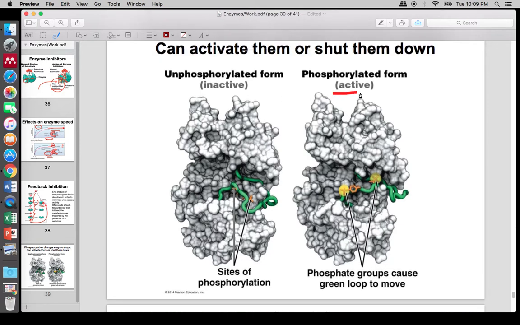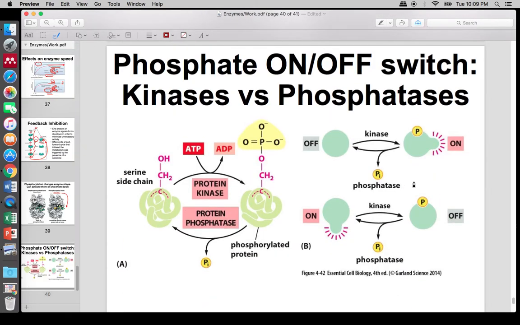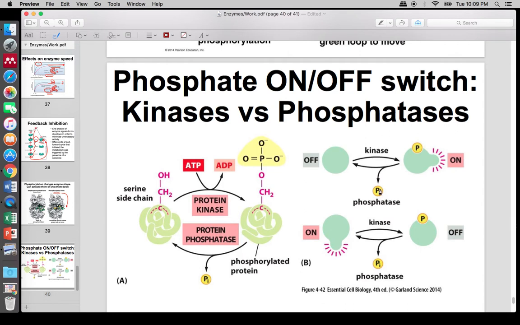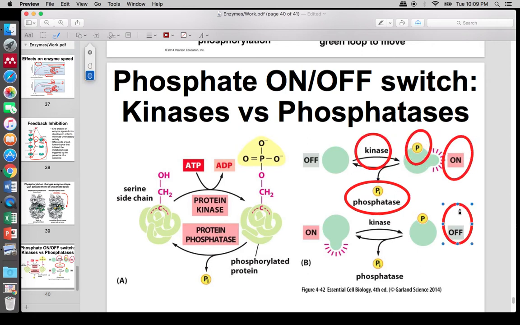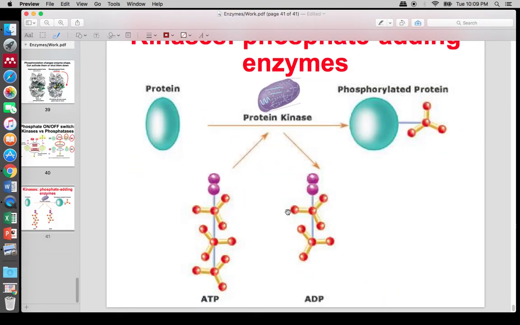In this case, when you add one of those big phosphates, and you remember you use ATP to do that, and you couple the reaction, you can actually activate something, make it go. So we covered this last class. Phosphatases take phosphates off. Kinases put them on. This can either turn proteins on or it can turn them off. It depends. But they are a good on and off switch.